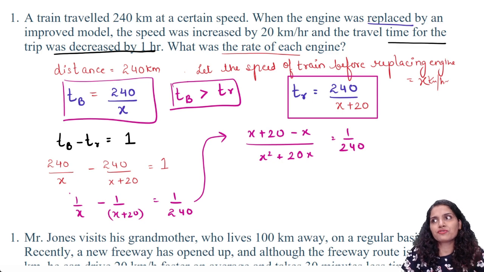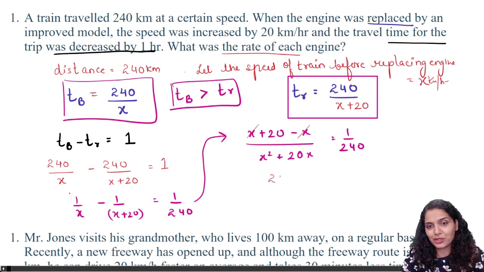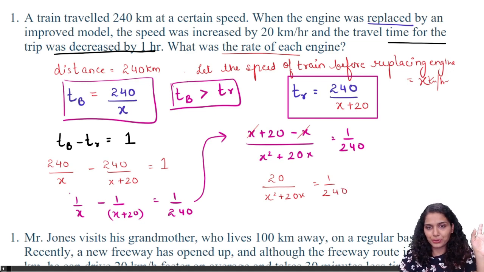If such a question comes for 5 marks, silly mistakes like a mistake in the sign or in copying down the numbers can lead to really bad marks. So if you know the concept, please be extra attentive. Make sure you're not losing marks for what you already know. So I can cut this and it will be 20 upon x square plus 20x equals 1 upon 240. That's it, I'm not going to do more.